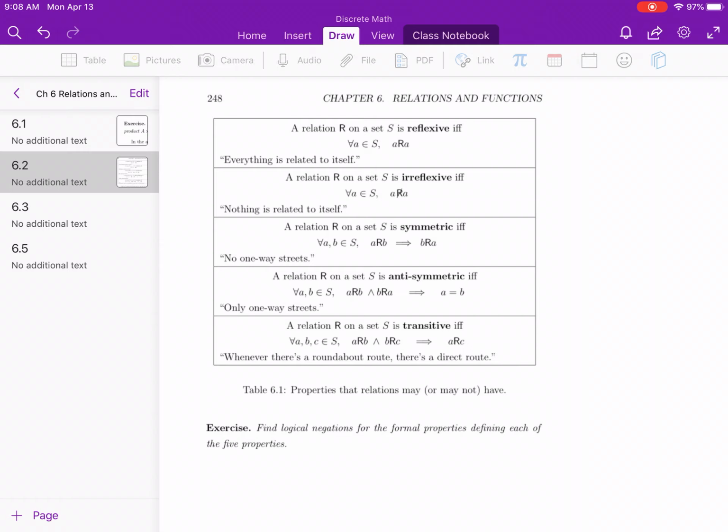And what we'll see is that in the next section, in 6.3, we'll talk about a specific type of relation. It's called an equivalence relation. And we'll see how these things play into defining those. But here we get a nice definition of what it means to be reflexive. And an exercise at the end of this chapter says, find logical negations for the formal properties defining each of the five.